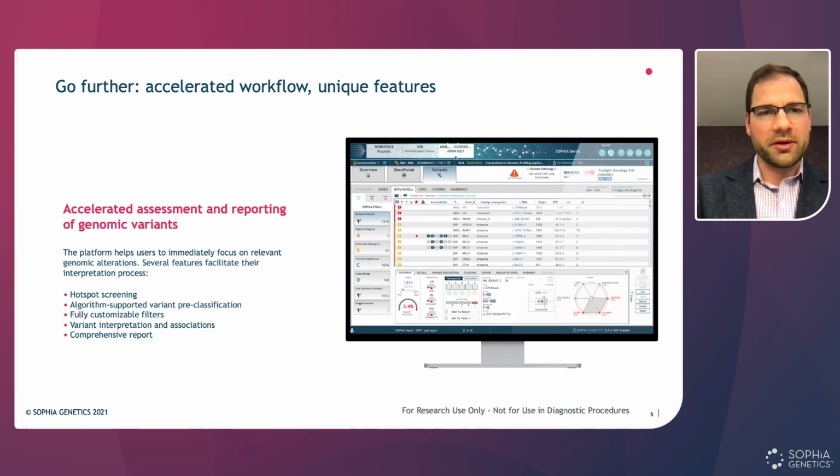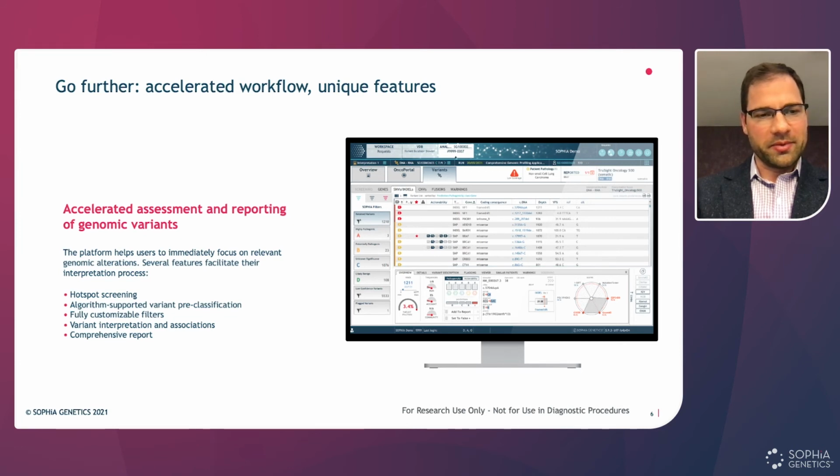Beyond analytical performance, the TSO500 workflow from SOPHiA offers a number of tools that accelerate the assessment and reporting of genomic variants. The SOPHiA platform here helps users to immediately focus on relevant genomic alterations. And you can imagine that this is really helpful in the context of a large CGP panel like TSO500, which routinely detects hundreds of variants. And so some of the tools that are baked into the SOPHiA workflow are hotspot screening and algorithm-supported variant preclassification, which scans the list of all variants and brings the most relevant variants in the context of that particular tumor type to the top of the list.